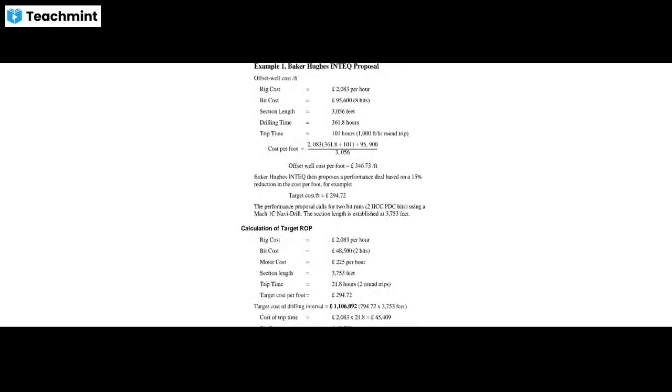So this is another method. Then, this is the example: rig cost is given as 2083 per hour, bit cost is given, then section length is also given, and drilling time. So we are calculating the cost per foot. The offset well cost per foot is equal to 346.73 per foot, and target cost is 294.72.